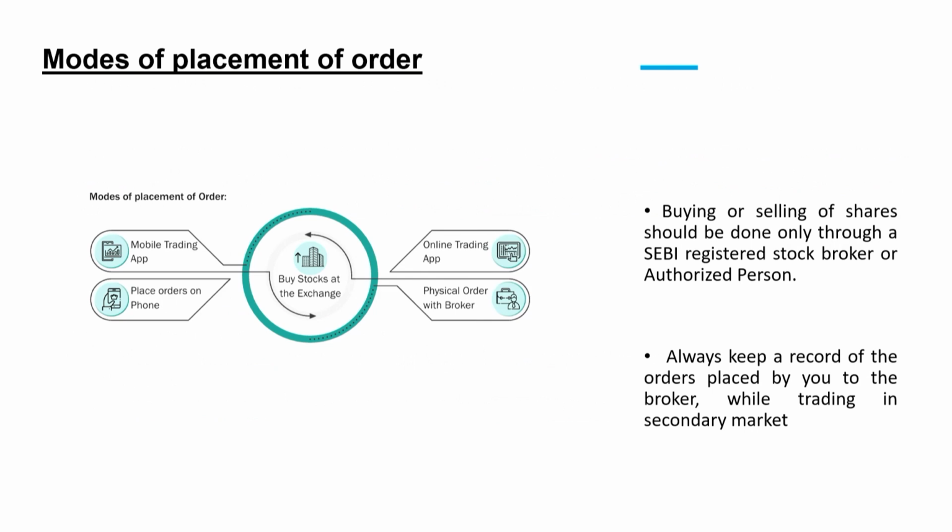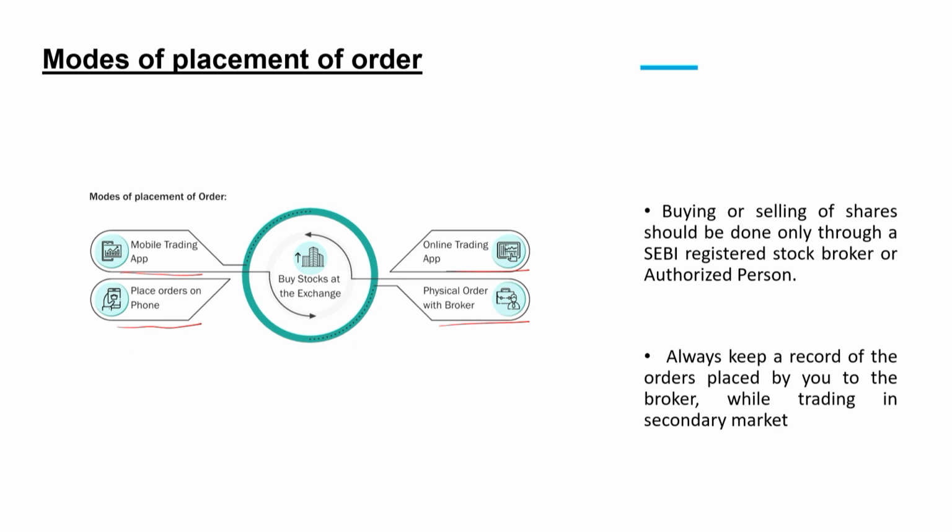So, you need to place an order with the stockbroker for the purpose of purchasing a specific quantity of shares and securities in the secondary market. Here we are going to discuss the modes of placement of order to the stockbroker. We can use a mobile trading app, or we can also order the sale or purchase of securities with the help of our phone. Online trading apps can be used, or a physical order can also be made with the broker.